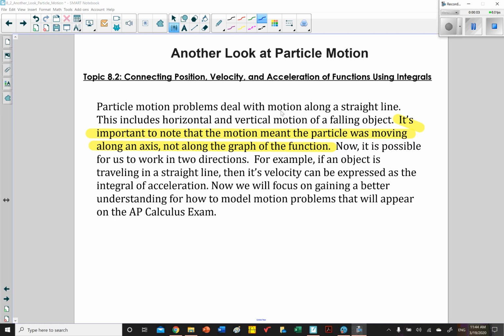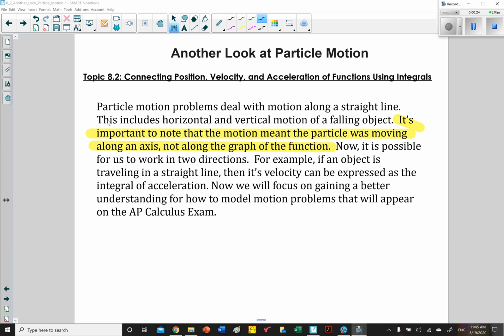Lesson 2, another look at particle motion. In this lesson, we're going to put together all the big ideas for modeling motion problems and how they're going to present themselves on the AP exam. So this is kind of the last time we look at particle motion.